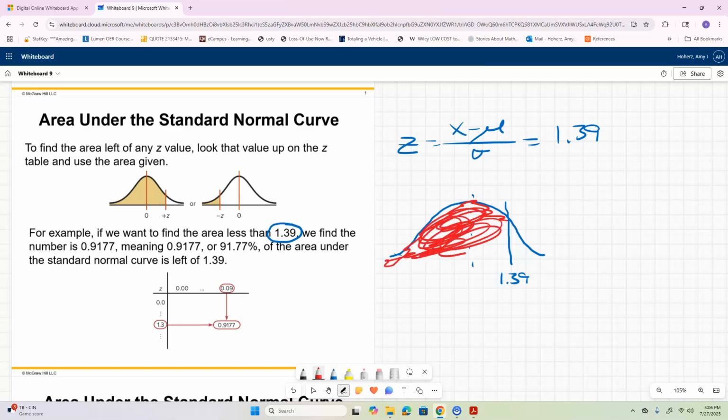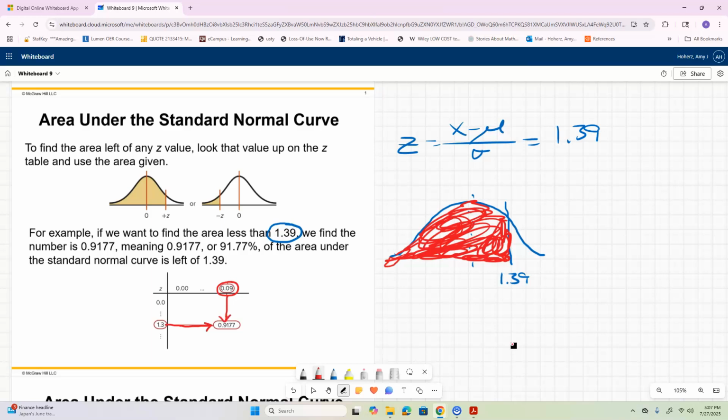So we want to know how much is down here. If we're thinking of it as the test scores, you're saying what percentage of the students, excuse me, scored less than 1.39 standard deviations. And then when we went to the chart, here's a little shortened version of it. We came down to 1.3, then we went over from there, and we went from 0.09 at the top, and we came down, and we got that 0.9177.